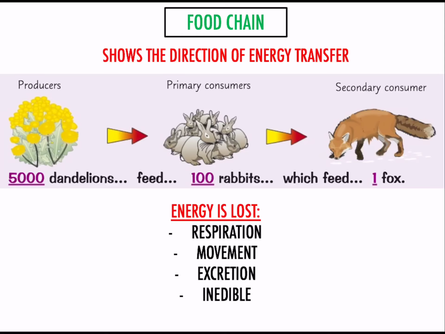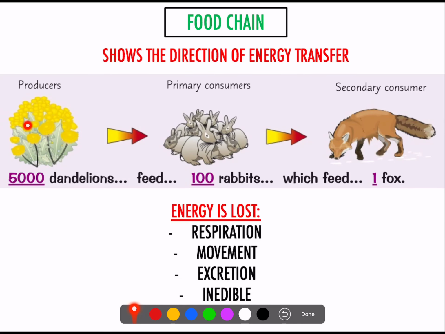Food chains show the direction of energy transfer. So, for example, all energy on this planet for life comes from the sun. The producers take the energy, they turn it into chemicals, and that gets transferred from producers into primary consumers and then into secondary consumers. Now, although you can see that energy is being transferred, you can see the number of organisms are starting to drop. So, for example, 5,000 dandelions are consumed by 100 rabbits, which are then consumed by 1 fox.